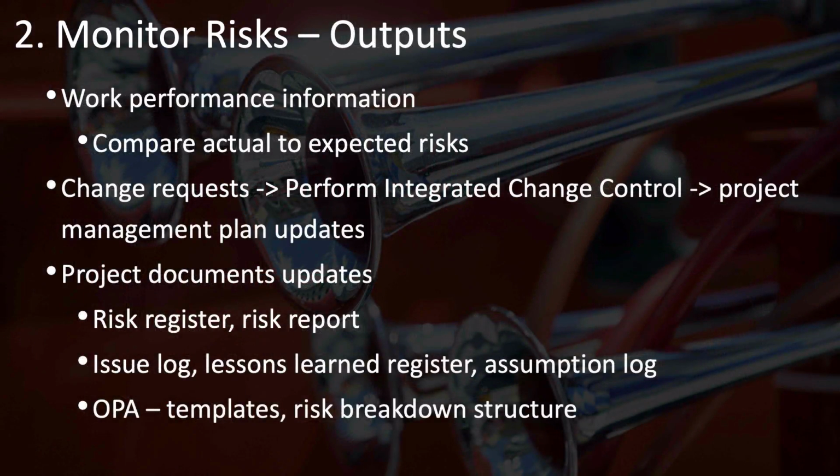The main output of the monitor risks process is work performance information, which you'll recall is always about comparing actuals to plans or targets. In this case, comparing actual risks and risk management to the planned or expected risks and risk management. Change requests, of course, are another one, because they're necessary every time you need to make a change to anything that's been baselined, including the project management plan, which may need to be updated.